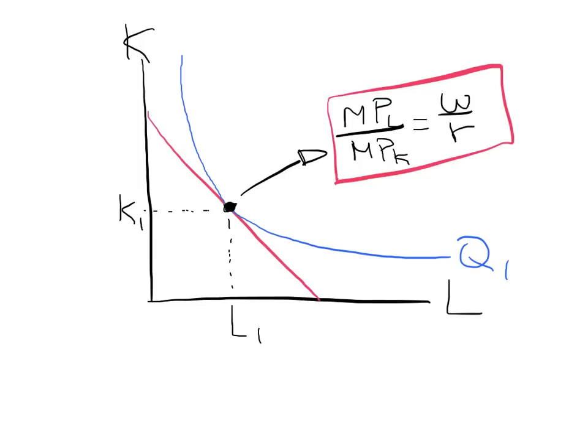Now notice that if you put K on the horizontal axis and L on the vertical axis, then the equation will be exactly the same, but everything will be reversed. You have MPK on the top and MPL on the bottom, and you have R on the top and W on the bottom. But I'm going to continue to use the convention of having L on the horizontal axis and K on the vertical axis, so the equation is always going to look like this: MPL over MPK equals W over R.